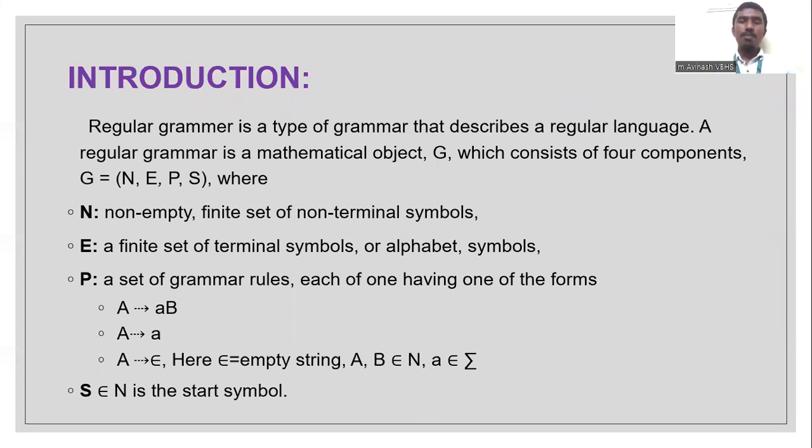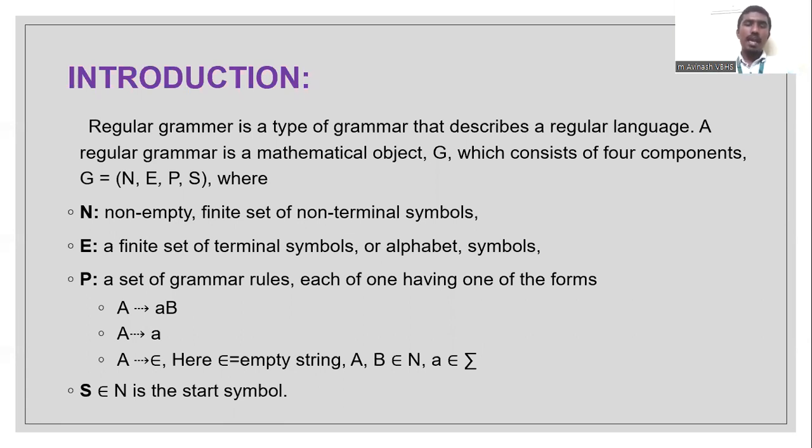Regular grammar is a type of grammar that describes the regular language. Regular grammar is a mathematical object G which consists of 4 components. G is equal to (N, Σ, P, S), where N is a non-empty finite set of non-terminal symbols, Σ is a finite set of terminal symbols or alphabet or symbols. P represents a set of regular grammar rules.